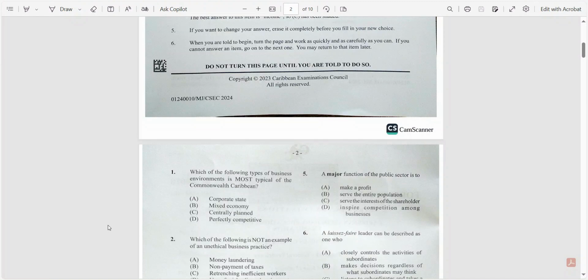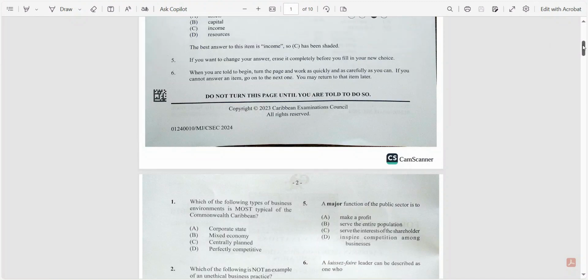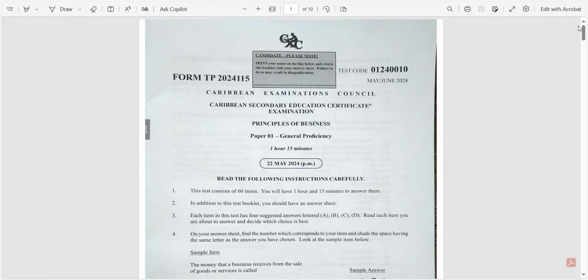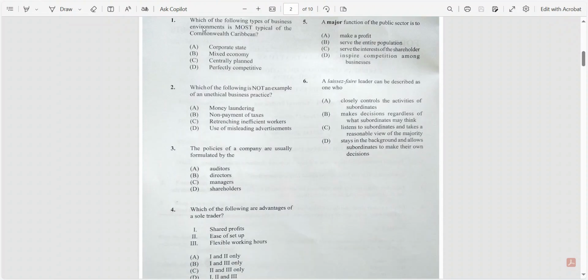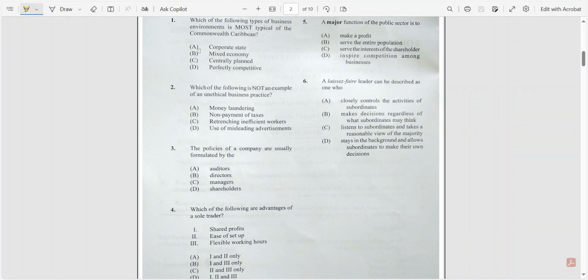All right, so today we'll be looking at May-June 2024, paper 1, principles of business. So the first one, which of the following types of business environments is most typical of the Commonwealth Caribbean? And we know that it is mixed economy, which is B.